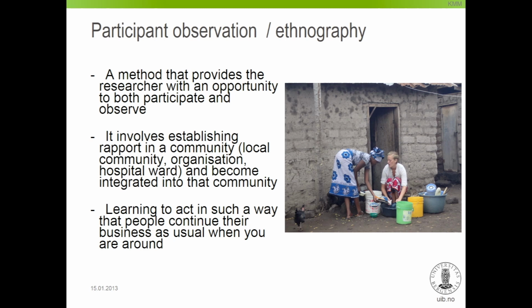So what can a community be? Can it only be a local community, or can it be something else as well? Yes, indeed, it can be an organization, it can be a hospital ward, it can be a school or a shop, anything that is related to your research question. You can do observational studies. It's learning to act in a way that people continue their business as usual when you are around, as this photo illustrates here. This is a master's student doing a participant observational study in Kilimanjaro in Tanzania.